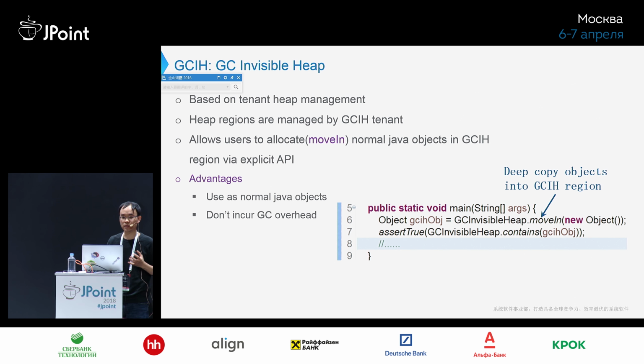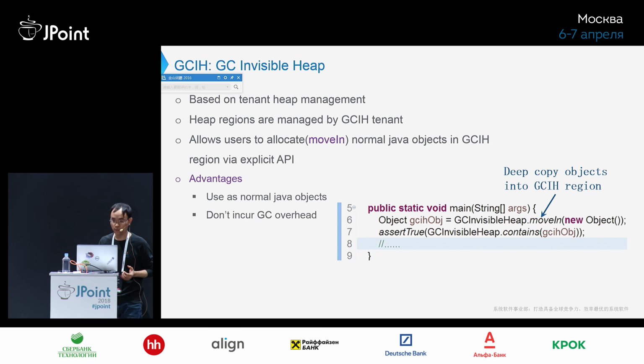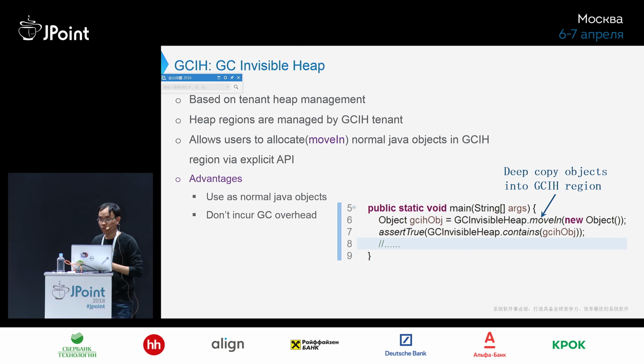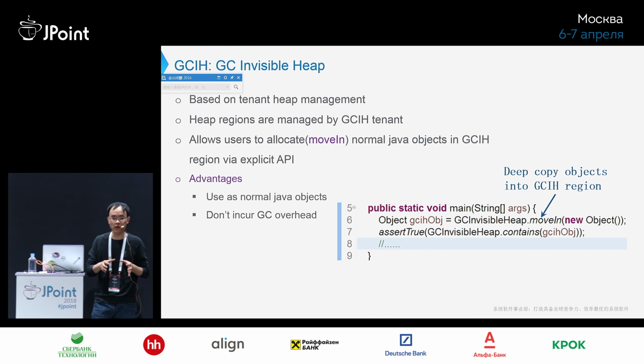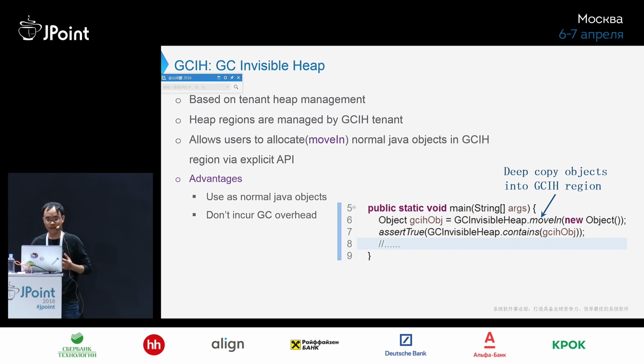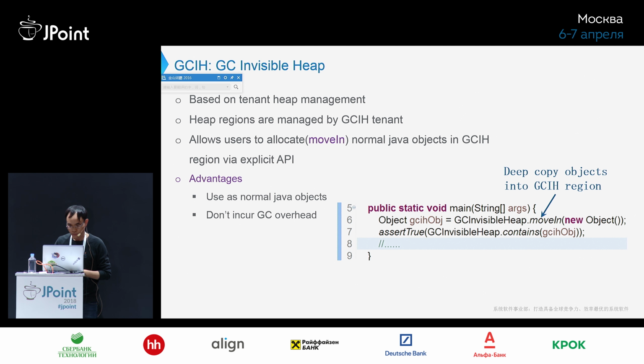Also, the key thing is we provide some public APIs to our Java developers. You can just look at this example. Java developers can use the move-in API. They move their objects from the Java standard heap to the GCIH heap region. The advantage here is that Java developers can manipulate these objects as normal Java objects. They are the same as on the standard Java heap, and we don't incur additional GC overhead. This is the benefit we got.